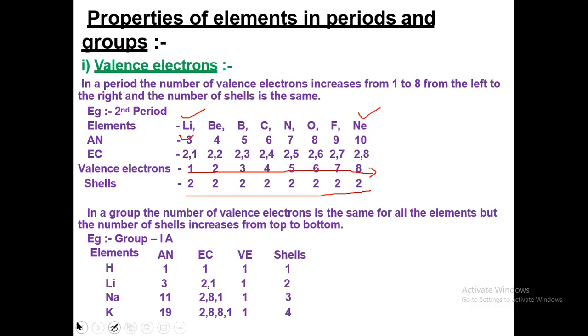Now we will discuss the group. In a group, the number of valence electrons is the same for all the elements, but the number of shells will increase from top to bottom. Like this is the atomic number. These are the electronic configurations, and valence electrons are the same in the case of groups, but the number of shells will increase continuously if we move from top to bottom in the groups.